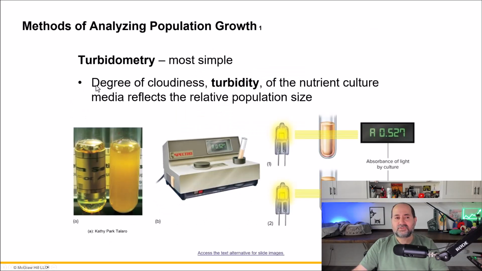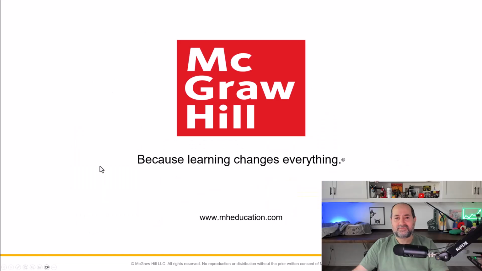And lastly, do you remember turbidometry was used in order to measure the cloudiness or turbidity of bacteria growing in broth in order to determine the number of bacteria in that broth? All right, and that's it for chapter 7. A pretty short and sweet chapter with some good concepts to understand.